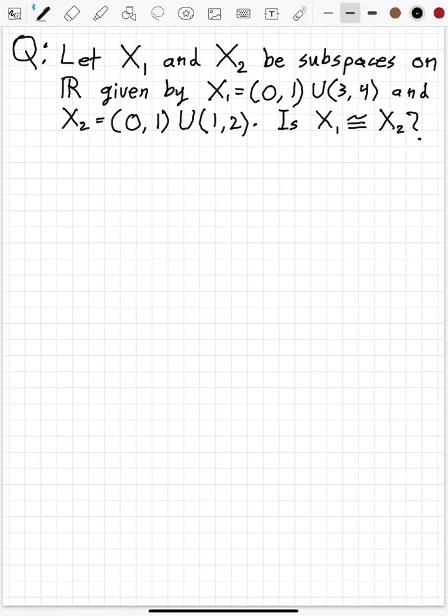So today we'll be solving the following problem in which we're given that X1 and X2 are subspaces of R given by X1 equals (0,1) union (3,4) and X2 equals (0,1) union (1,2). We have to determine whether X1 and X2 are homeomorphic or not.